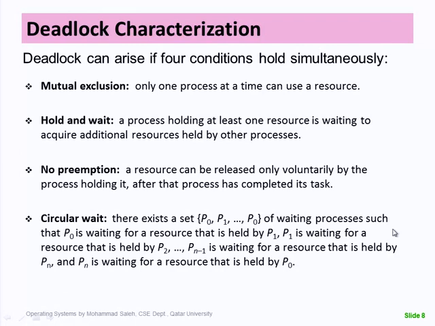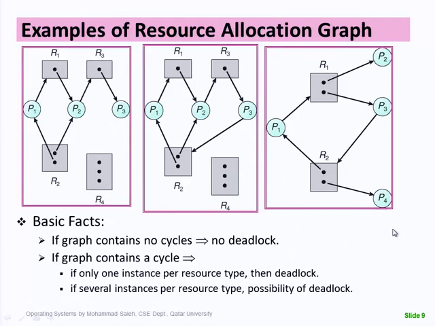So the result is what? A cycle, right? We have a circle of waiting: P0, P1, P2, P3, and then back to P0. None of them will progress. So this is a circular wait condition. When all 4 conditions hold together, then we say we have a deadlock situation. If 3 of them hold and 1 does not, we don't have a deadlock. All 4 of them have to be true.